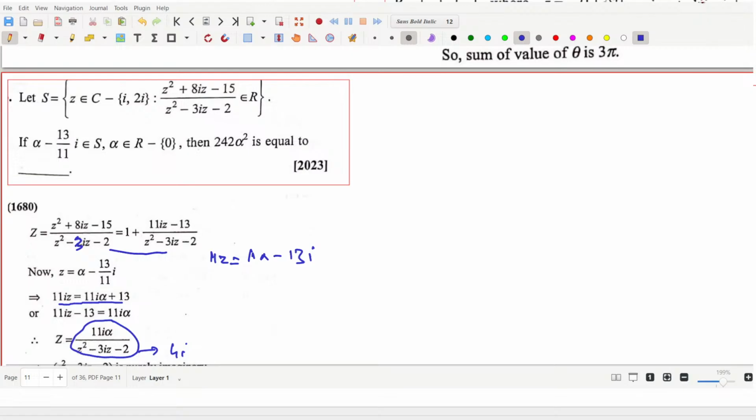Shreyas, clear, ma? Yes, sir. Clear. Try this and tell me. One solution we already figured out.